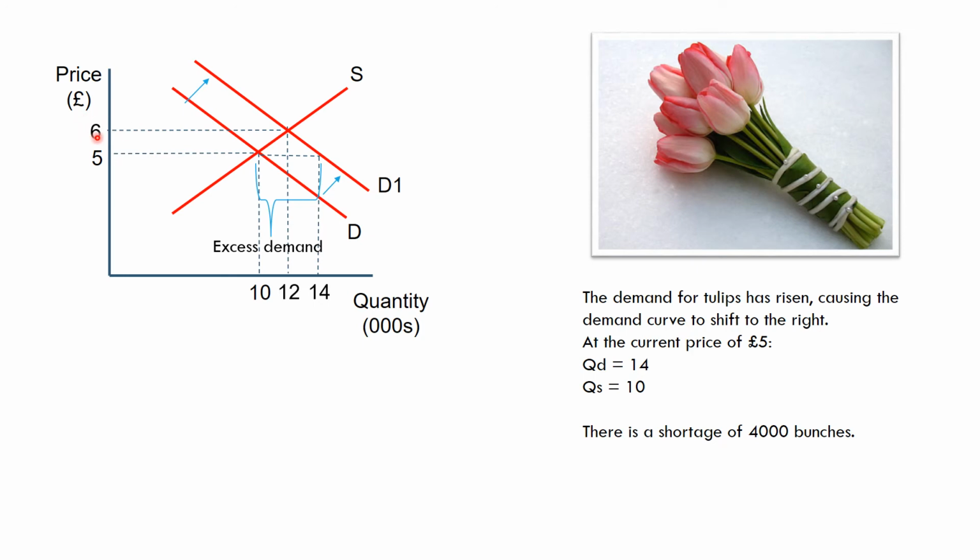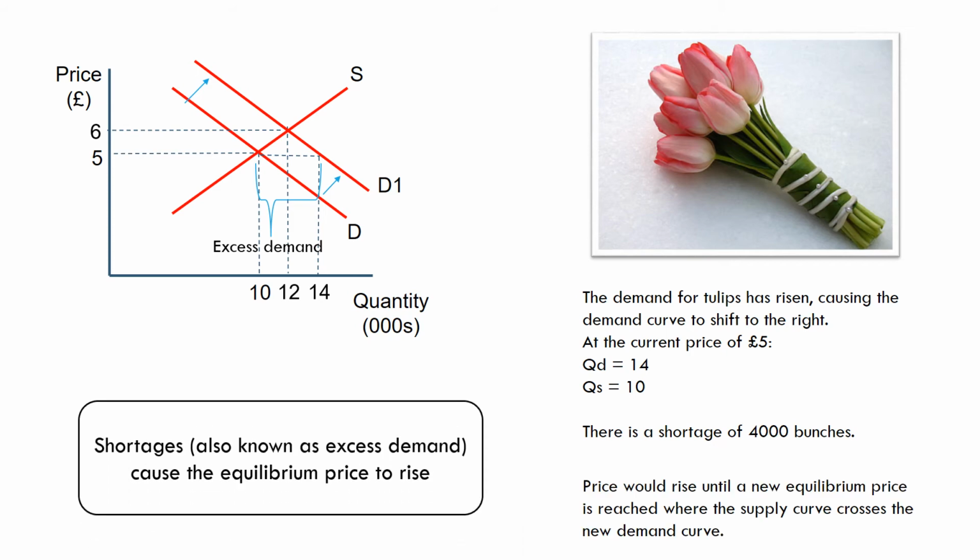So here, at a price of £6, the amount people want to buy at the new level of demand is 12,000, and the amount people want to sell at the new level of demand is 12,000. So again, our market is in equilibrium, and a stable price should remain at £6. Again, let's take down some notes on this, sketch a little diagram, and then we're ready to move on.